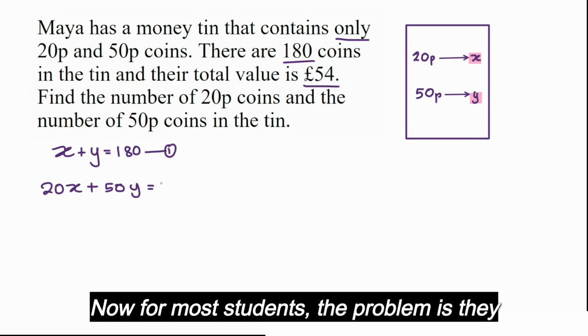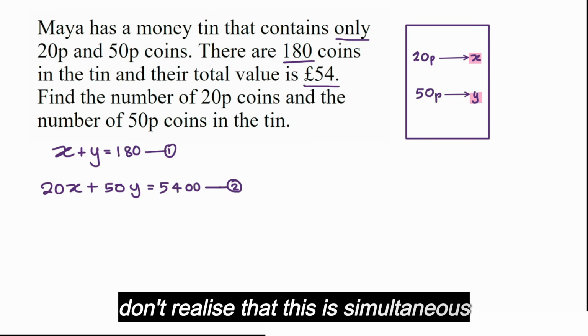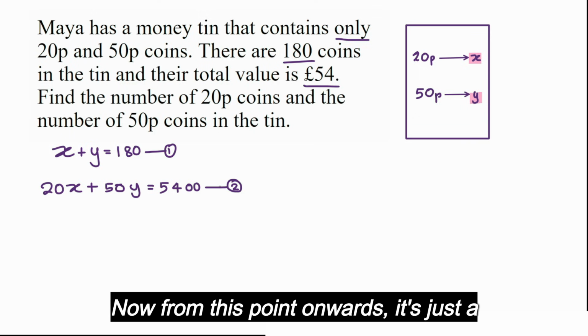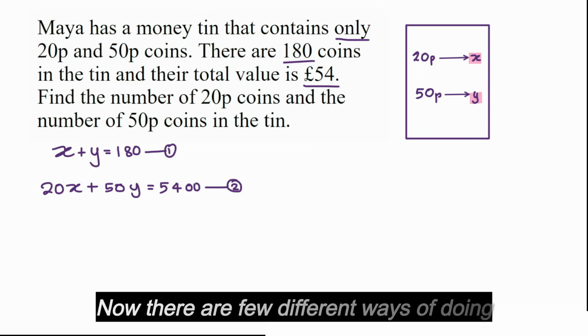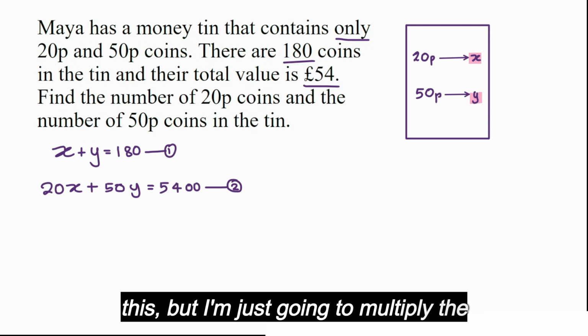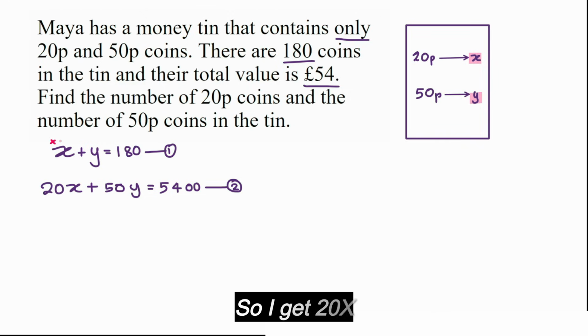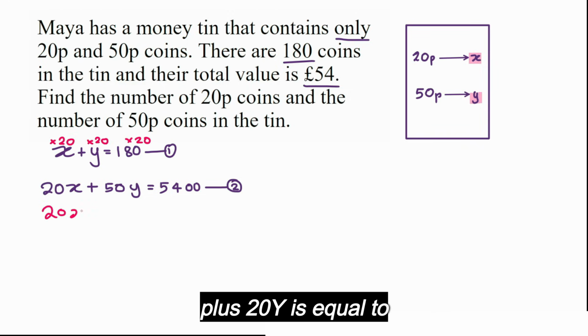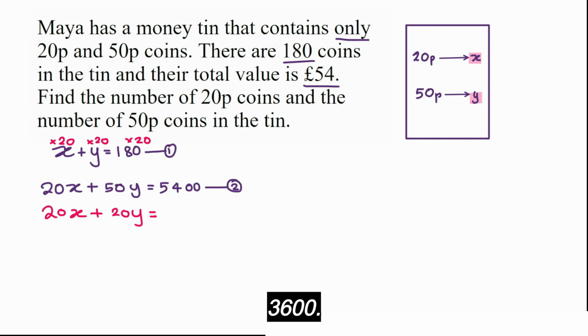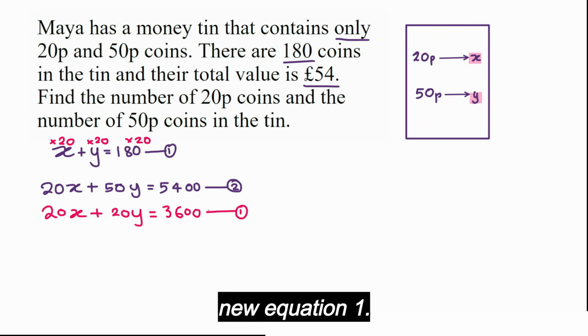Now for most students, the problem is they don't realize that this is simultaneous equations. Now from this point onwards, it's just a matter of solving it. Now there are a few different ways of doing this, but I'm just going to multiply the first equation every term by 20. So I get 20x + 20y = 3600. This is my new equation 1.